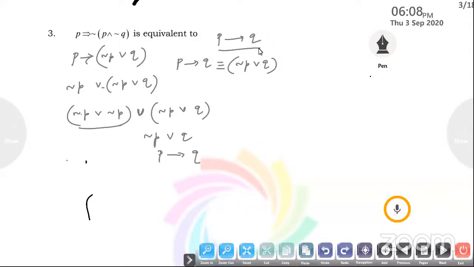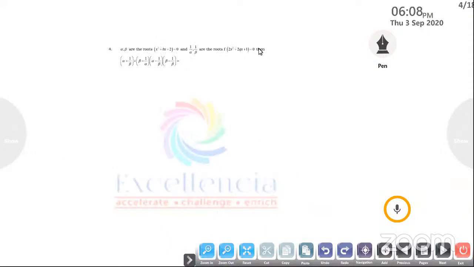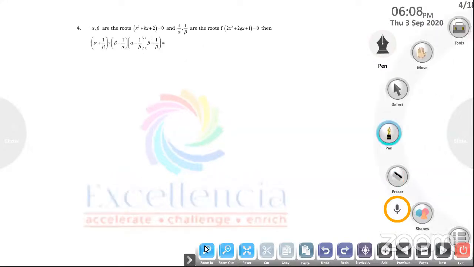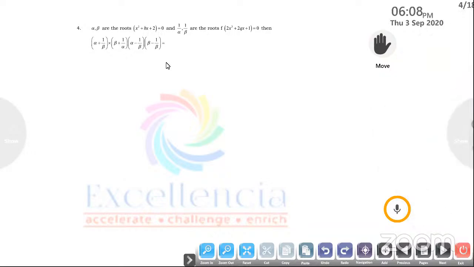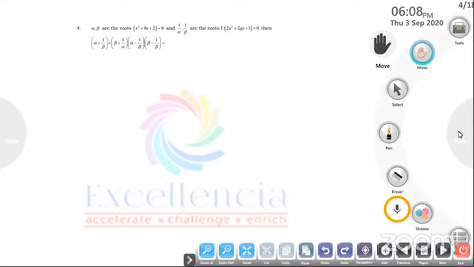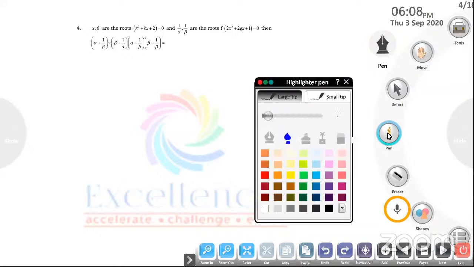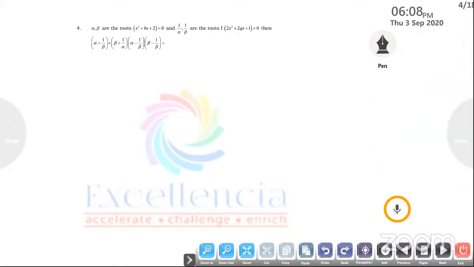Okay, students, let us go for the fourth question. So this is the fourth question. This question is from quadratic equations. Alpha, beta are the roots of x squared plus bx plus 2 equal to 0.